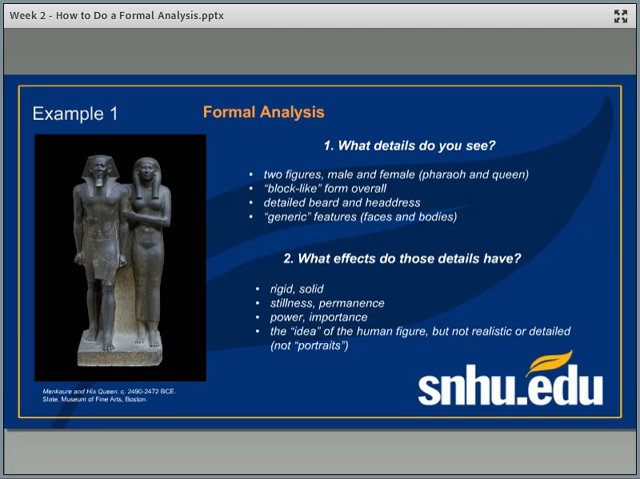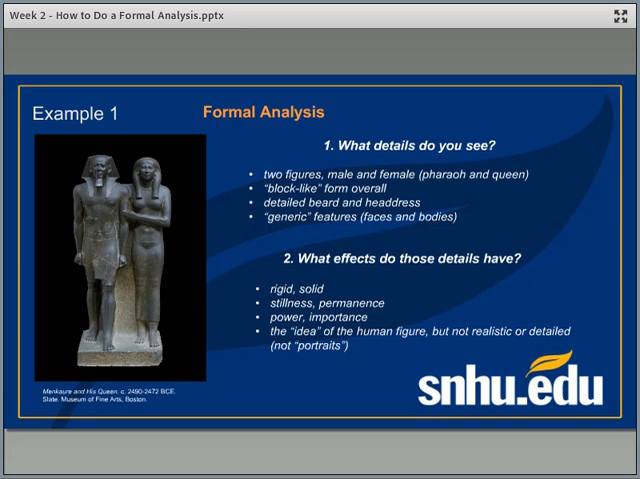The fact that this sculpture is carved to represent these two figures, the pharaoh and the queen, gives us a sense that there must be some sort of power or importance to these figures to create this work of art in honor of them. And we get the idea of the human figure, as we mentioned before, but not necessarily realistic or detailed. So we don't get the sense that we're really looking at portraits of this pharaoh and his queen, but maybe idealized images of them. So we're not getting the sense that this is necessarily what they look like in real life, but we could get enough of a clue to let us know who they might be, to identify them.